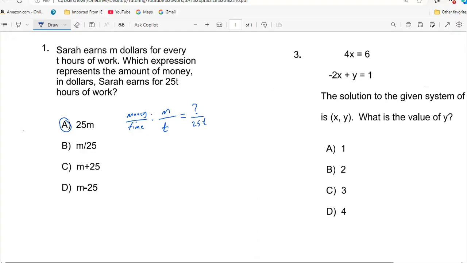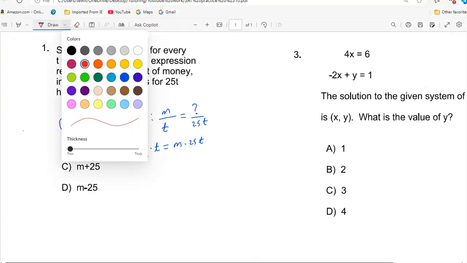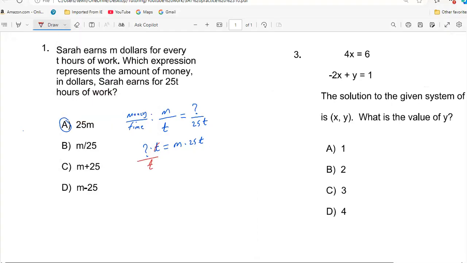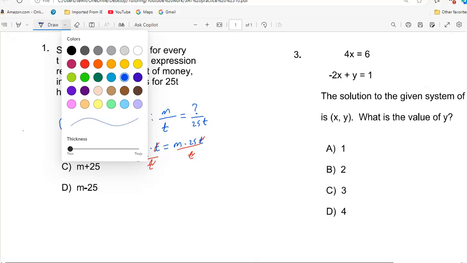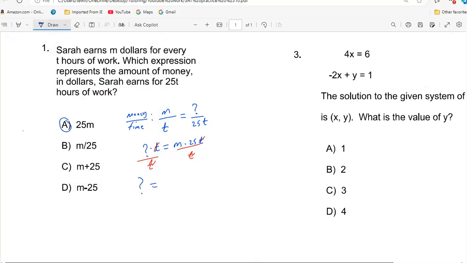25T hours. So if you cross multiply, you're going to get the question mark times T equal M times 25T. If I divide both sides by T, I get rid of the T from the left side, and I just have the question mark. So the question mark will be 25M, which is choice A.